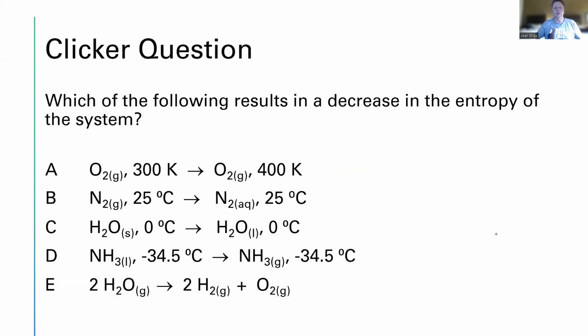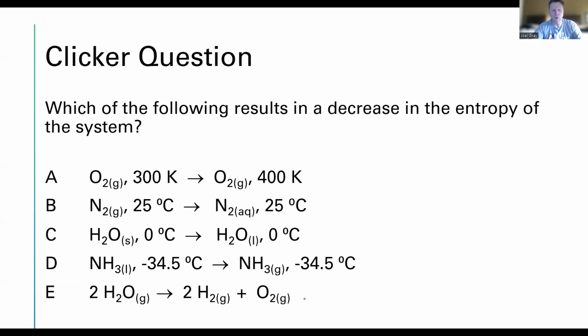Now, which of the following changes results in a decrease in the entropy of the system? Okay, so we're going to look at all of these different answer options. We've got O2 gas at 300 Kelvin going to O2 at 400 Kelvin. Now, this process is probably not going to result in a decrease in entropy because what we're seeing is the temperature goes up and that gas is only going to become more disordered.